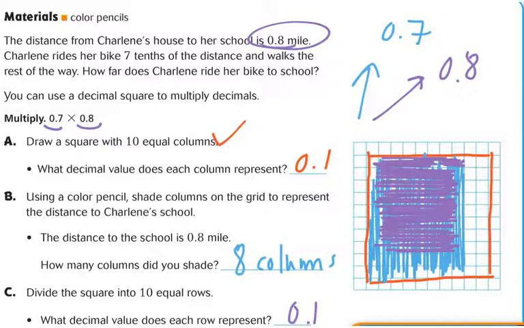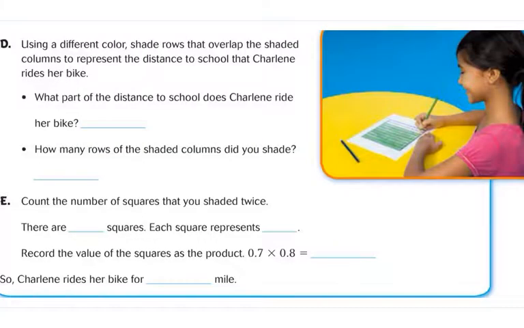So boys and girls, if you look right now, and we go back to it, it says, what part of the distance does Charlene ride her bike to school? We know that she rides it 7/10. And notice, we colored in 7 rows. Now it says, how many rows do we shade in? We can write down again, 7 rows.